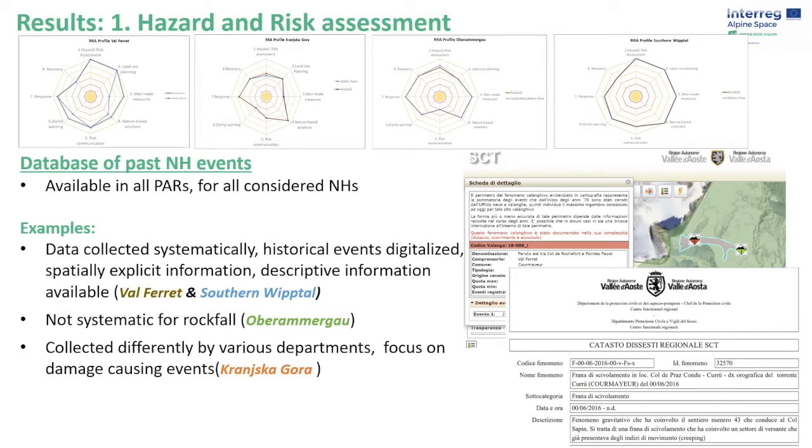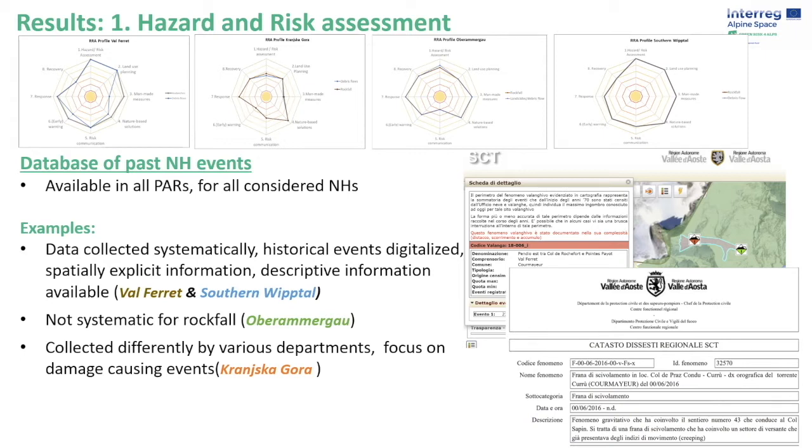So for the category hazard and risk assessment, a database of past natural hazard events was actually available in all the studied parts for all the considered natural hazards. Although a database was available in all the parts, the expert satisfaction differed from part to part. Moreover, the characteristics of each database differed from part to part.